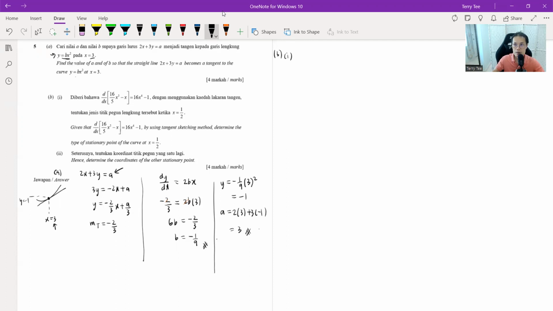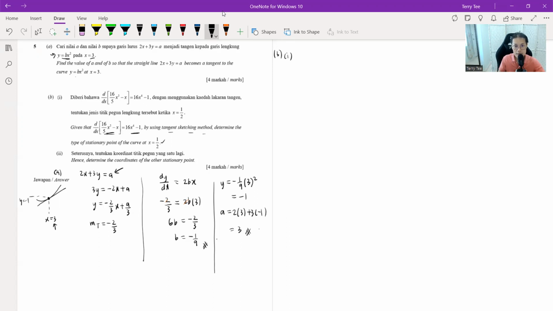Okay, moving on to part B. It is given that when you differentiate this, you get 16x to the power 4 minus 1. They say by using the tangent sketching method, determine the nature of the stationary point where x is 1/2. Okay, so here's the thing. We know that this is your curve. This is your gradient function.